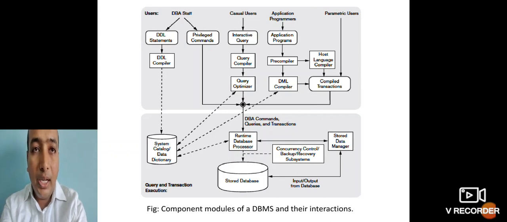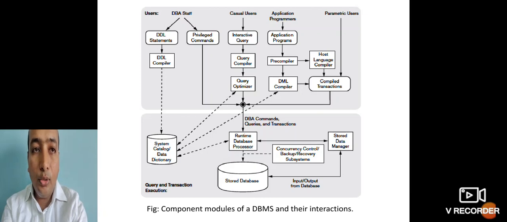Next to the DBA staff, we have your casual users who perform interactive query processing. For doing that, we use the query compiler, and to work effectively with the query execution, we have your query optimizer. Next, the application programmers are the people who write the application programs for our entire DBMS. For executing the application programs written by the application programmers, we need some compilers.